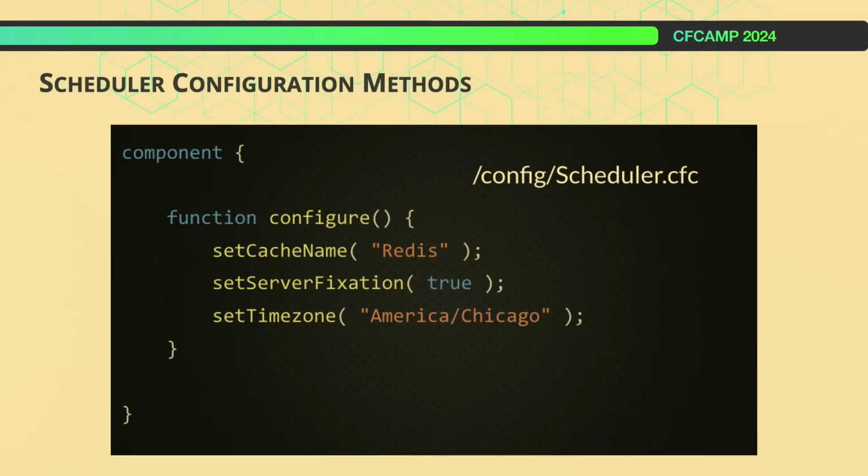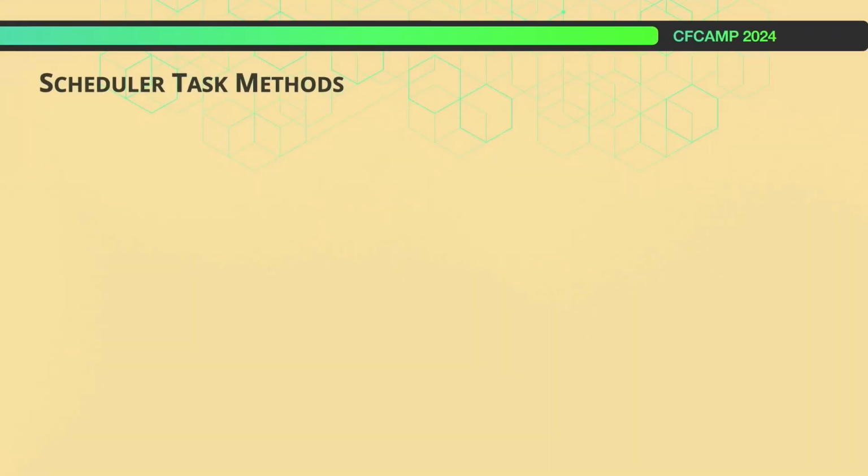So here's an example. I can set my cache to Redis. I want server fixation for this scheduler, so that means that every task is only going to run once, no matter how many servers are in my application cluster. Okay? And the time zone. This is America/Chicago. Okay? All right, so those are some configuration methods.